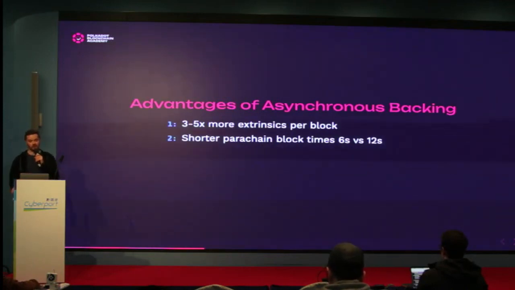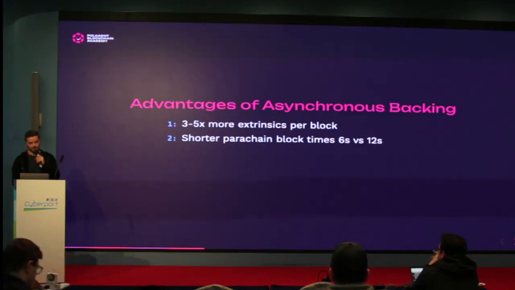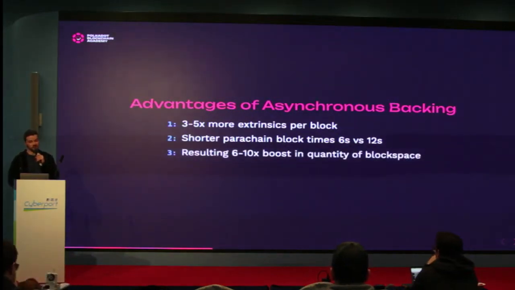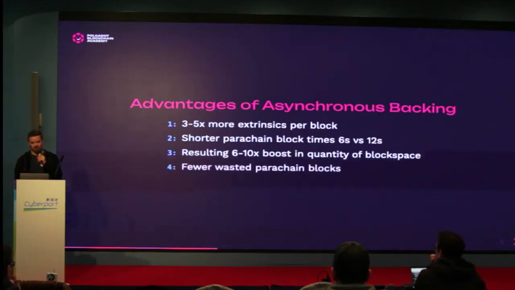This is because advanced work ensures that backable candidates for each parachain are present to be backed on the relay chain every 6 seconds, which was not the case with synchronous backing. And we'll get into why in a little bit. Now, multiplying those numbers together, you could see double the number of blocks, roughly 3 to 5 times the extrinsics per block. We're getting a 6 to 10x boost in the amount of throughput from Polkadot parachains overall.